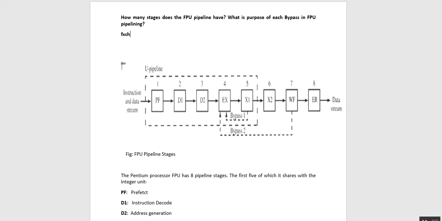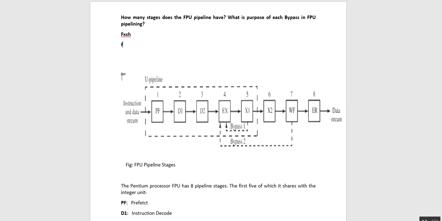The first instruction of the pair must be one of the set F, where F equals FLD, FADD, FSUB.